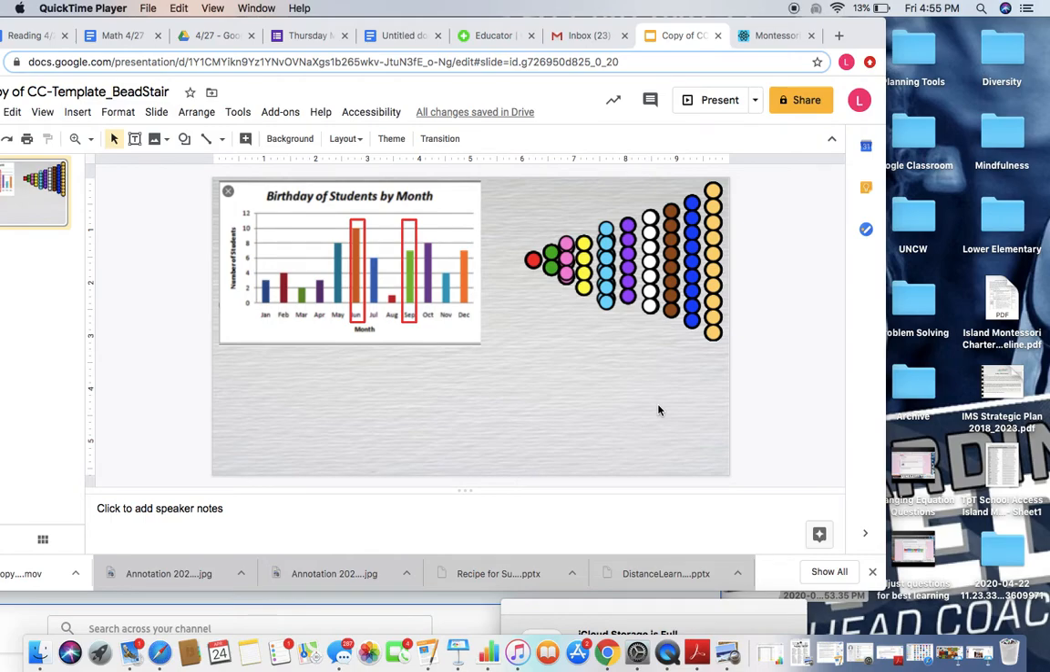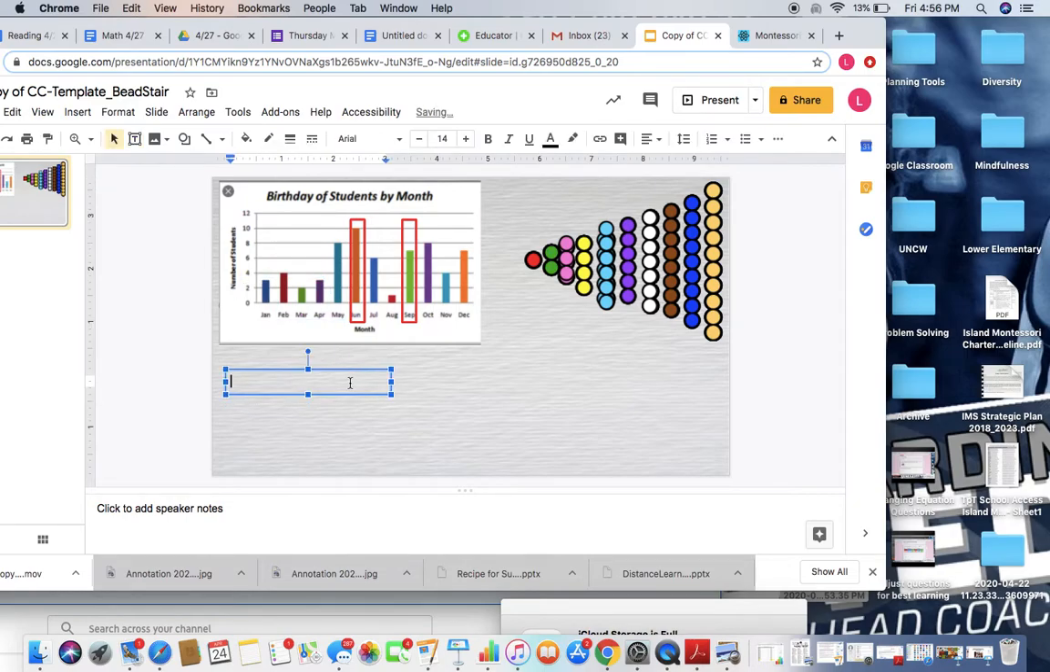So this week's graph question is: how many more birthdays are in June than September? There's a really important key phrase there, and I'm going to type it in my box here because I want you to remember this phrase. The phrase is "how many more." How many more is so important because it tells us what operation we want to use.